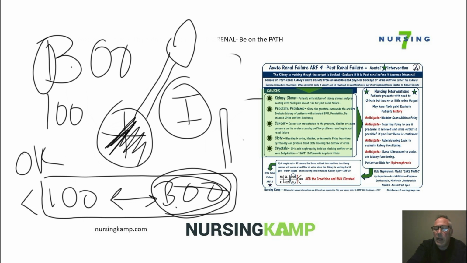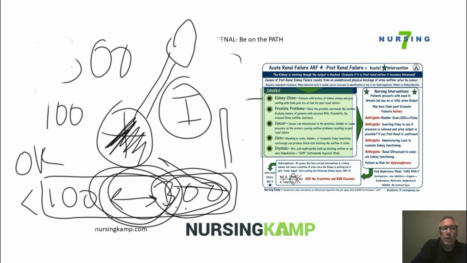So we would do a bladder scan, and we're going to assess how much fluid they actually have in their bladder. Now, if they have a lot of fluid in there and they have a history of BPH, then we can think most likely that this is a post-renal concern, because the prostate is actually blocking that urine outflow. So, what do we do?